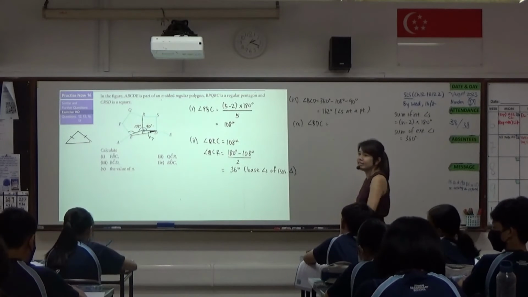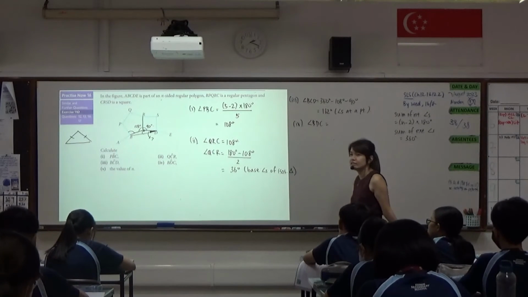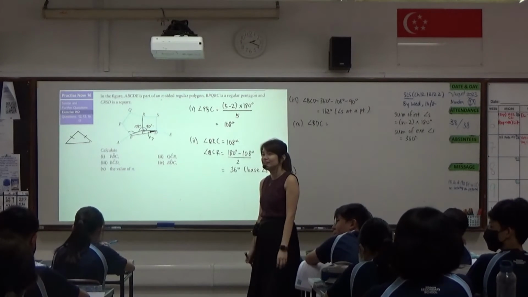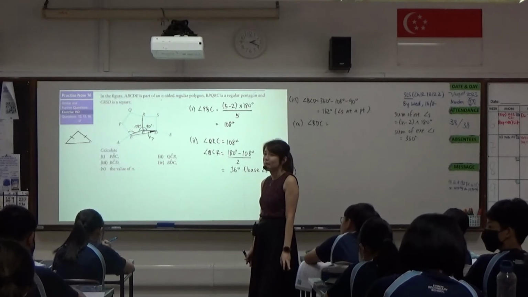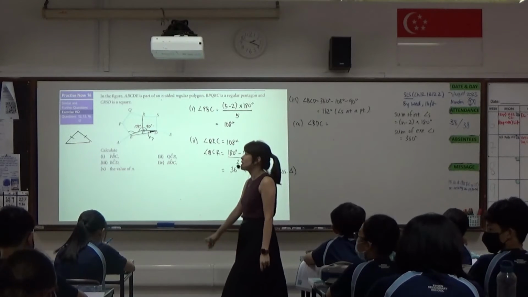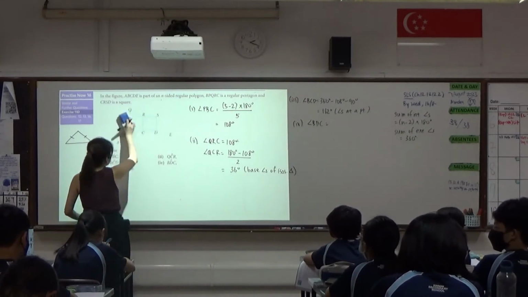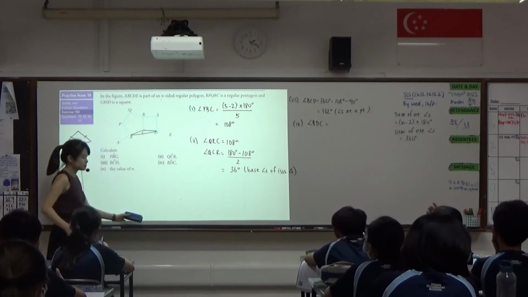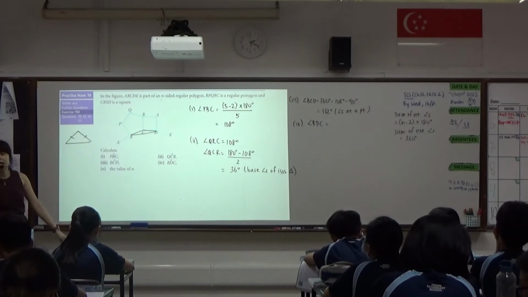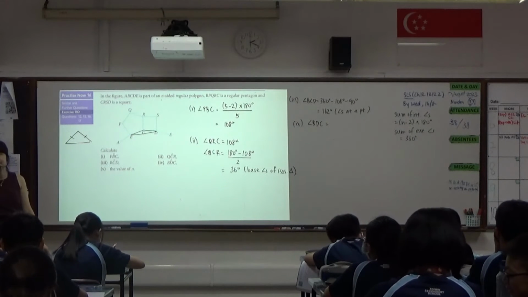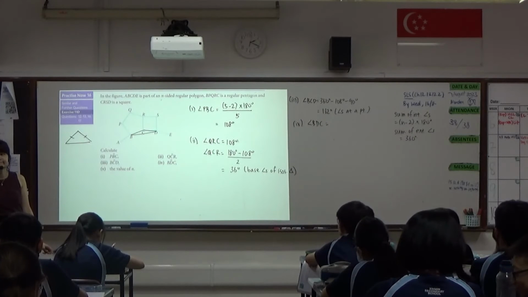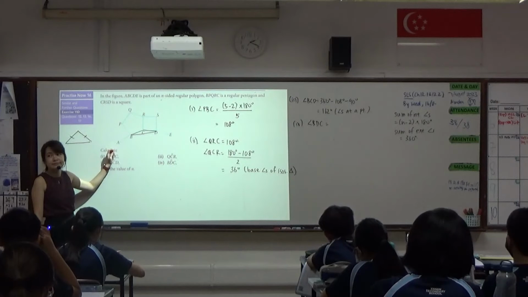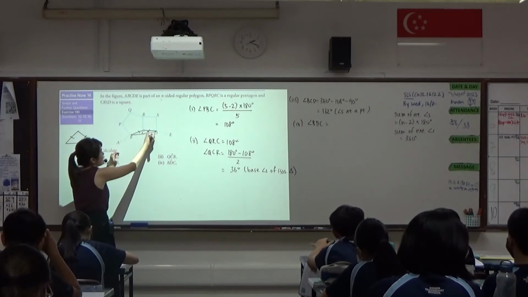How to find angle BDC? Just now you looked at your fingers, did they tell you the answer? What is angle BDC? Okay, you tell me what kind of triangle BDC is. Why is it isosceles? Which are the lines that are equal? Okay, BC and CD are equal.